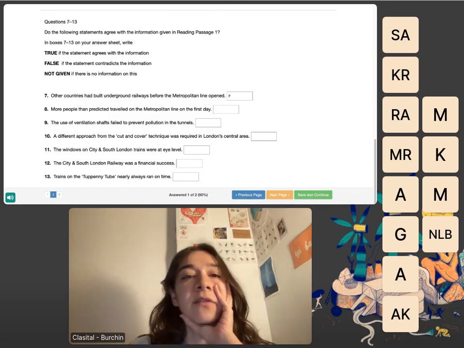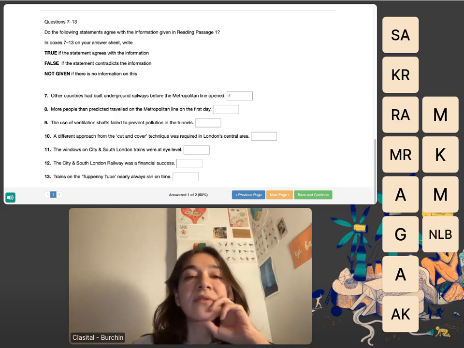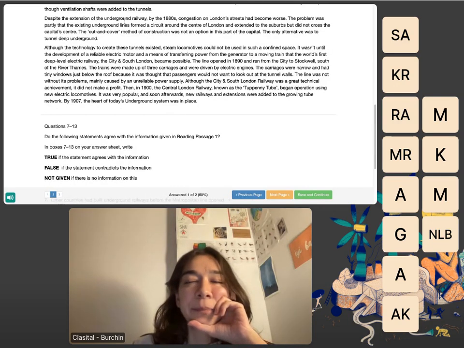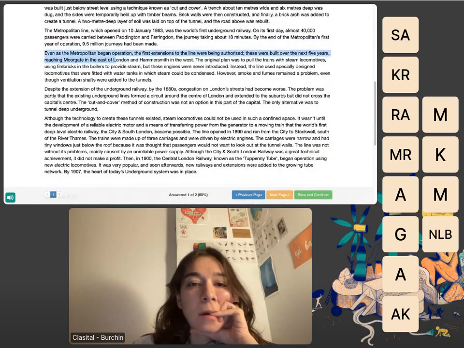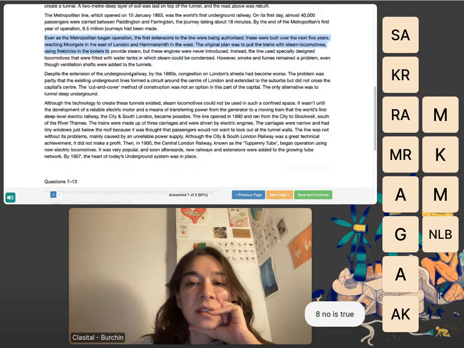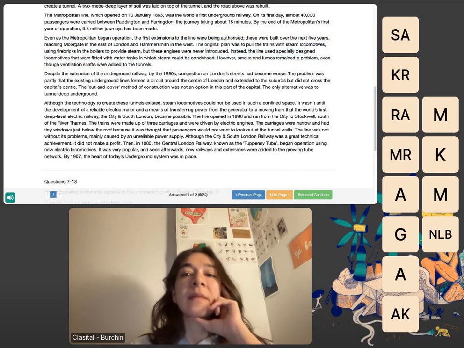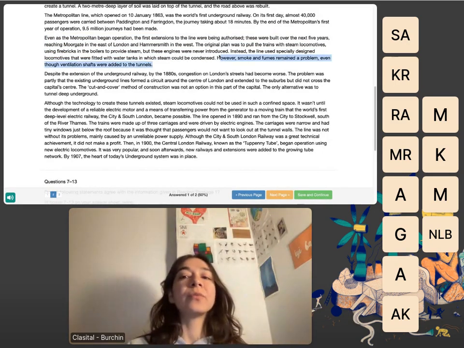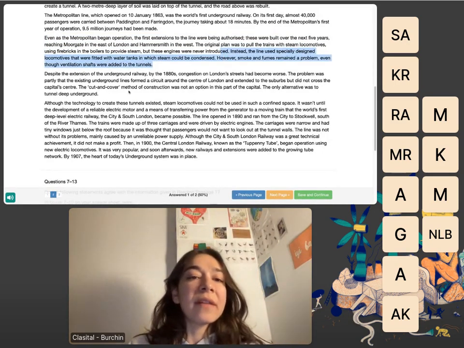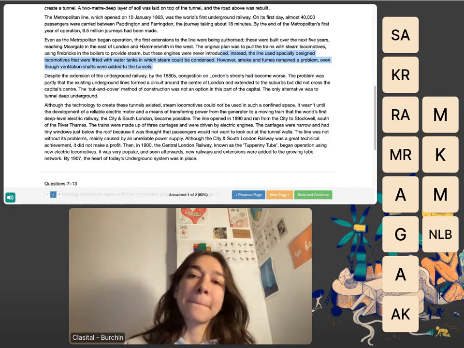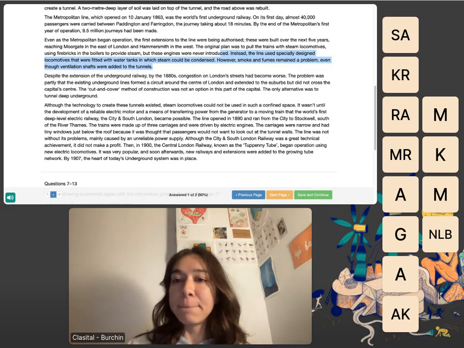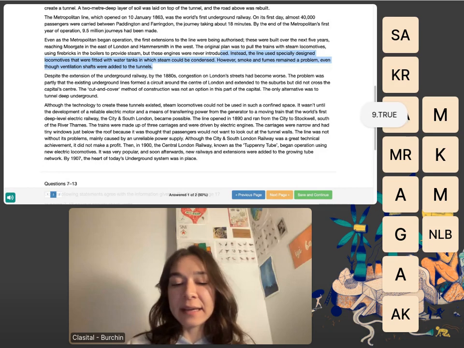We are reading about the ventilation shafts preventing the pollution. Pollution, steam, boilers. The line designed locomotives with features. However, smoke and fumes remained a problem even though ventilation shafts, the keyword, were added to the tunnels. So what do you think about 8 and 9?